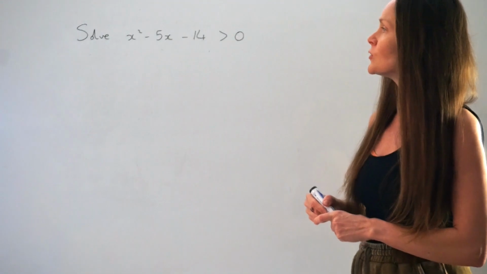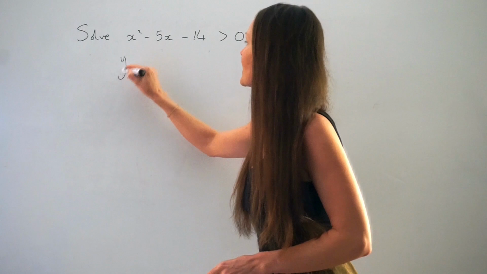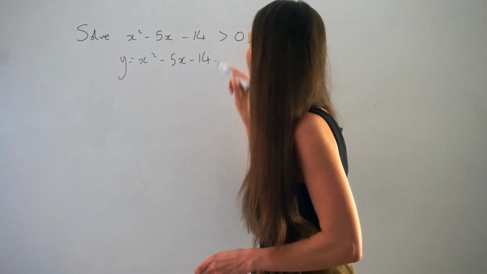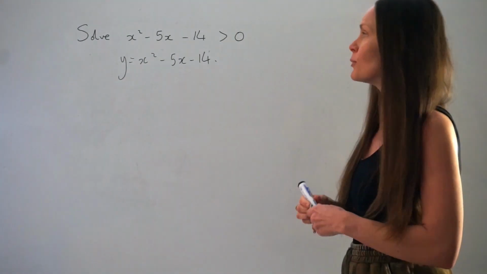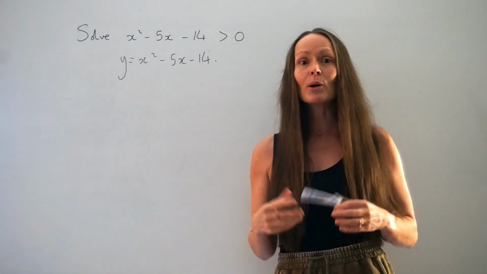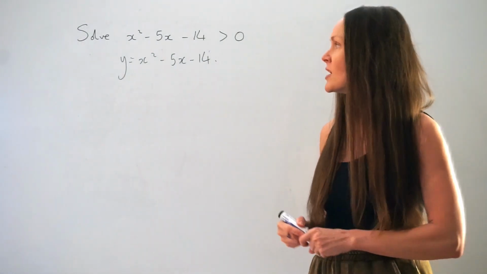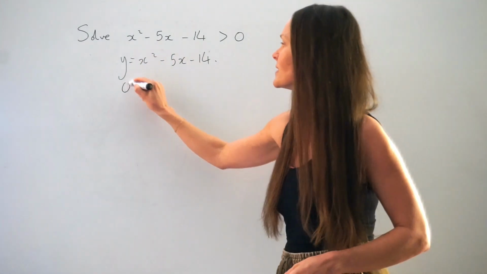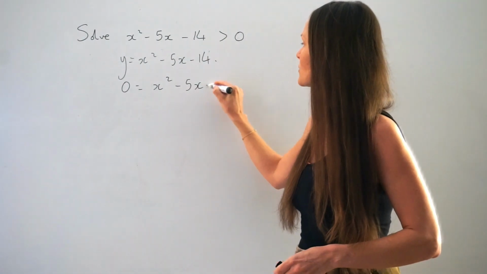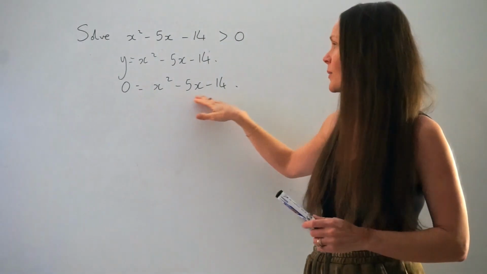So I'm going to do that by first writing this quadratic as an equation so that y is equal to x squared minus 5x minus 14. Now remember I just said it's important to identify where the quadratic crosses the x-axis. Now a graph always crosses the x-axis when y is equal to 0. So I'm going to replace y with 0, so that 0 is equal to x squared minus 5x minus 14.